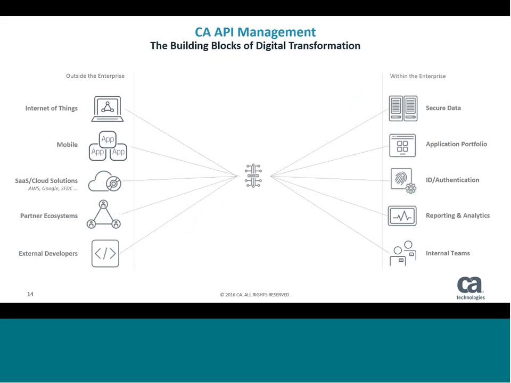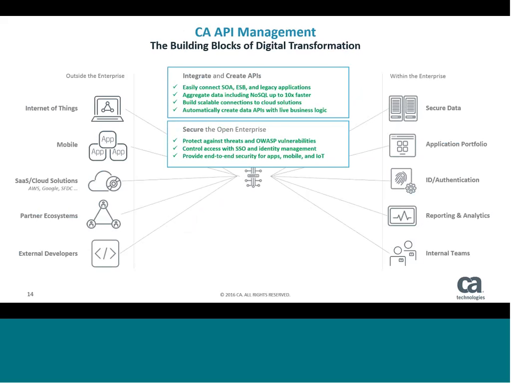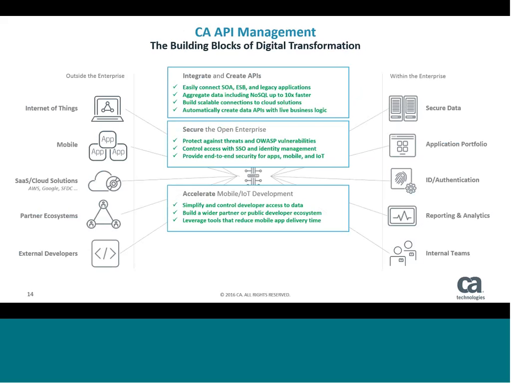So CA API Management has 4 broad themes with its product portfolio. Integrating your internal existing systems into more modern interfaces, APIs, and other channels like omnichannels such as mobile and IoT. Securing the enterprise from various types of threats and vulnerabilities, that's something that CA does as the number 1 leader in this particular space. Accelerating mobile and IoT development.